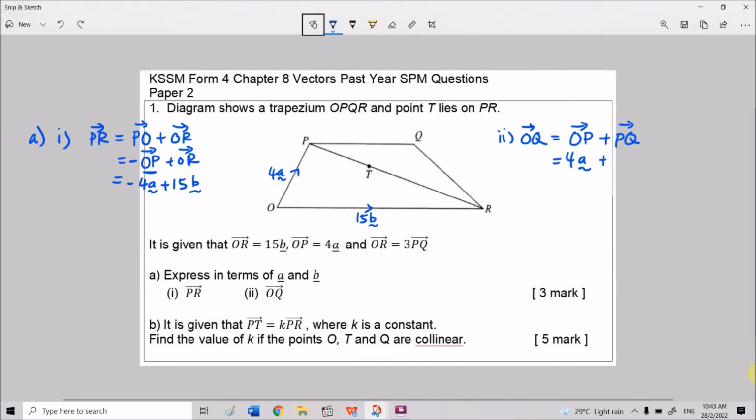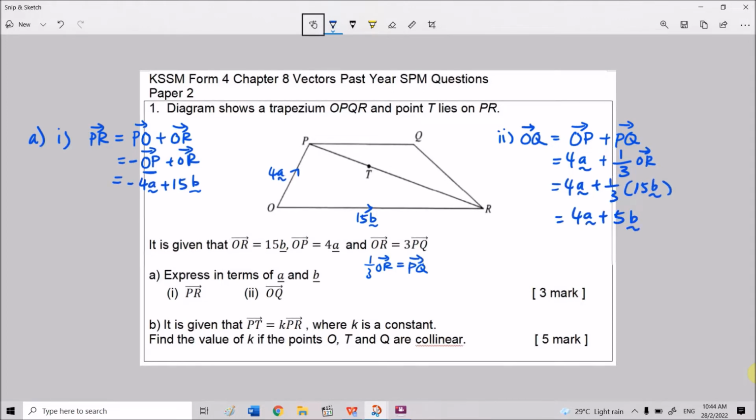Vector OR equals 3 vector PQ. Since we need PQ, we only need this. If we move the 3 to the other side, it becomes 1 over 3 vector OR. So it means that PQ equals 1 over 3 vector OR. If we substitute vector PQ with 1 over 3 vector OR, can we proceed from here? Of course we can, because OR is already given here, which is 15 vector B. So the next step, we just substitute vector OR with 15 vector B.